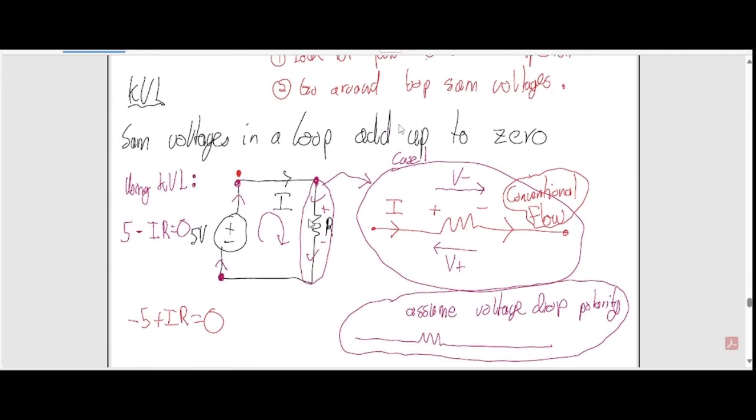Now KVL: the sum of the voltages in the loop has to add up to zero. Remember this: current going through a resistor, the voltage drop is negative. Obviously, in the opposite direction it is positive. So in this simple example here, if you're going like this, from minus to plus is 5, right? And then you're going through the resistor, so this will be plus to minus, and plus to minus is negative, so it'll be minus IR. It can't be plus, because you can't get 0 if you add it. So that's really all it is.